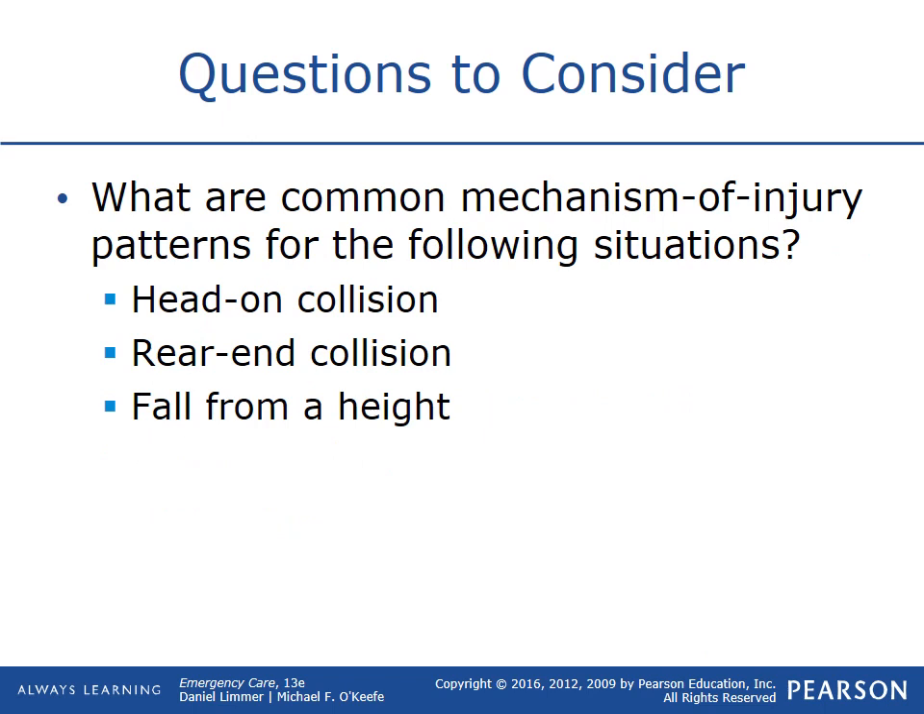So what are common mechanism of injury patterns for the following situations? A head-on collision. Well, remember we have our up and over or our down and under. Up and over is going to give upper head and neck injuries. Down and under are your legs and hips. Rear end collision, pretty significant for neck injuries as you're propelled forward and whiplash back. Fall from a height. So it depends on how high the fall was, how tall the patient is, and what surface they landed on, and what body part hit.